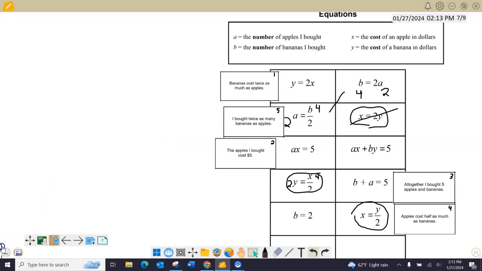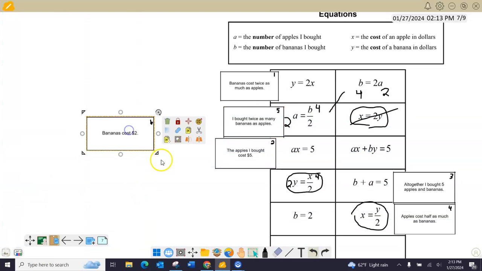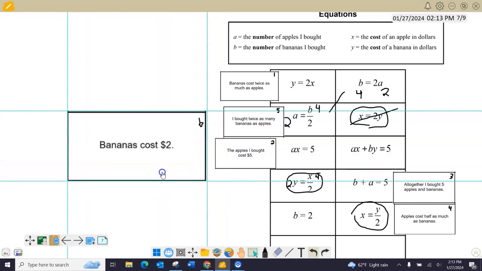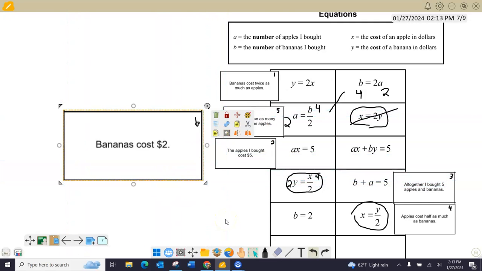Okay, I got a trick one here for you. Bananas cost $2. Which one do you think that is? Okay, I know you all want to say this one right here, right? Something's wrong with this one. It's not this one. B is not cost. So this is talking about the cost of bananas, and B is the number of bananas. So we need the cost of bananas, Y, to equal 2.